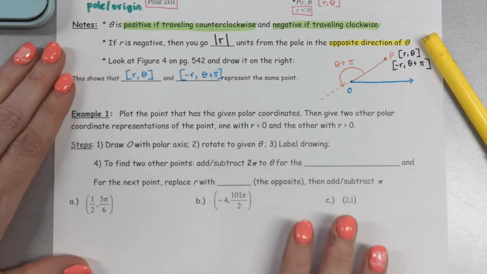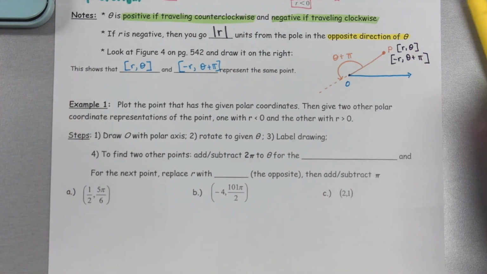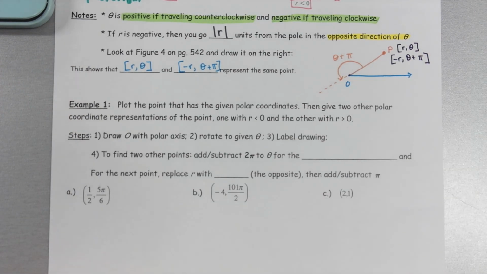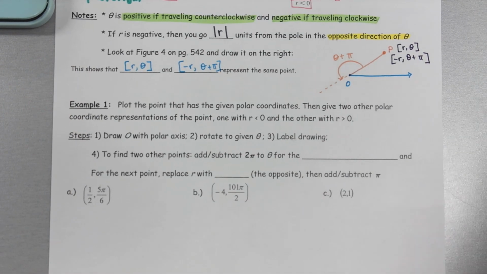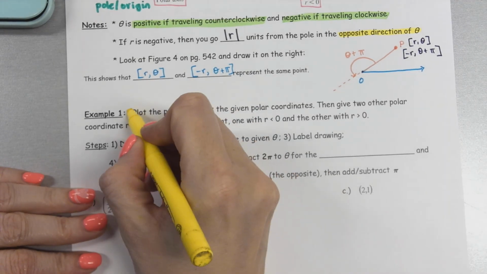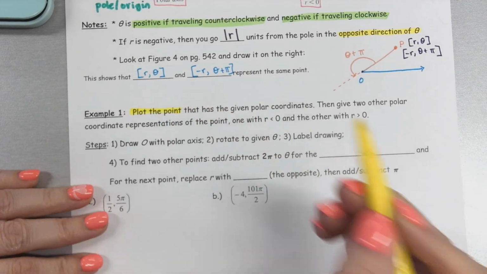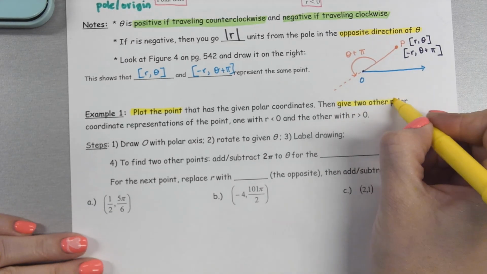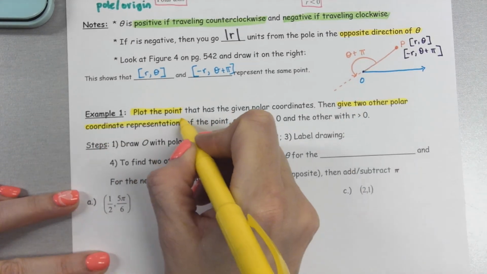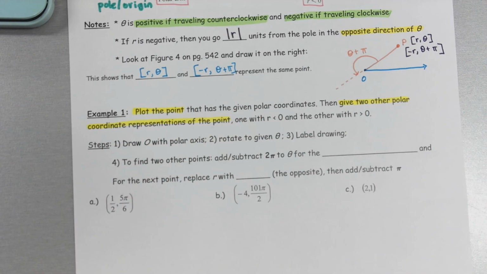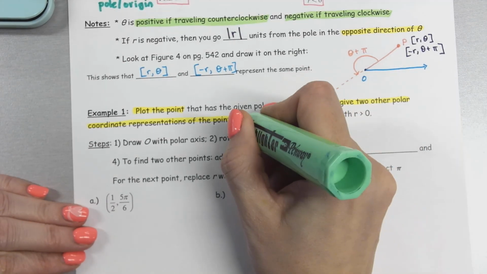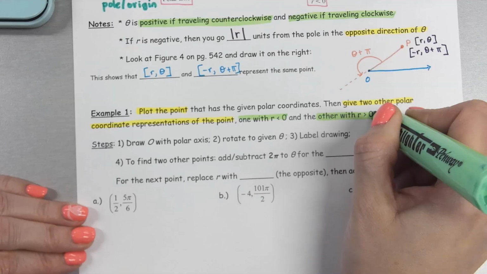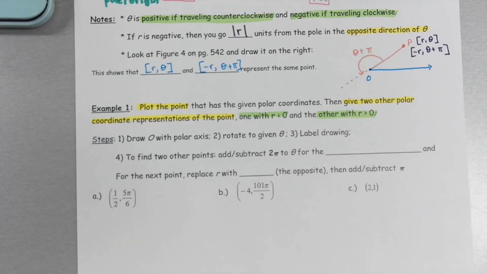Okay, and then if you want to just check your figure with them, you can as we head on to example 1. So in example 1, they ask you to plot the point that has the given polar coordinates. Then you have to give 2 other polar coordinate representations of the point. One of them is going to have a negative r value, and the other is going to have a positive r value.